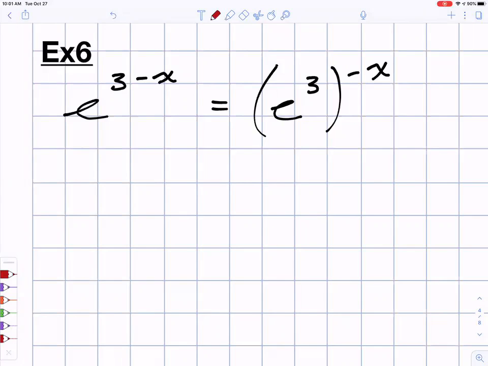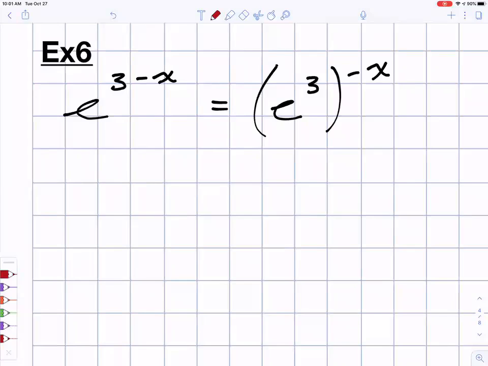So anyway, my goal is still the same. E is just a number. So my goal is still to get the bases all alike. There's a little bit of work that I need to do though. So on the right side, what rule can I use? What does it say? When you raise a power to a power, you multiply your powers. Is that what you're trying to say? Okay, when you raise a power to a power, you multiply your powers.